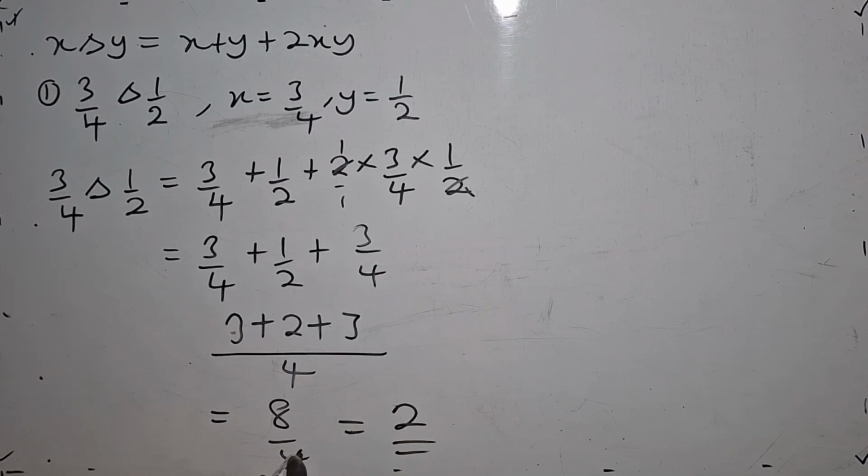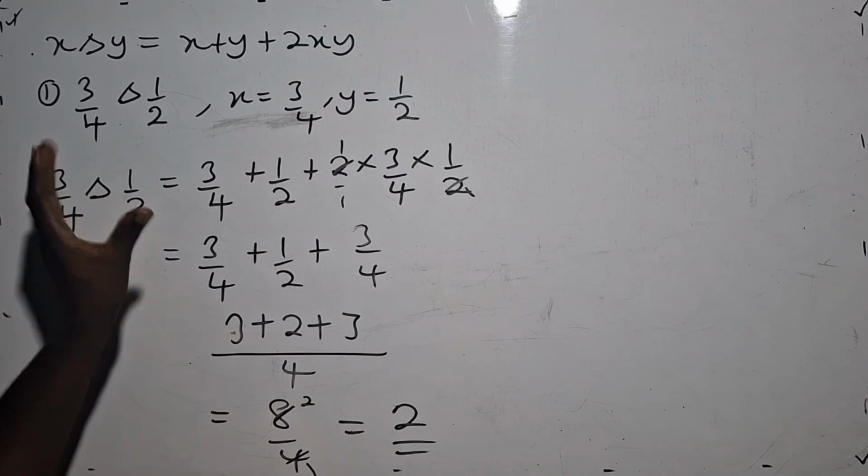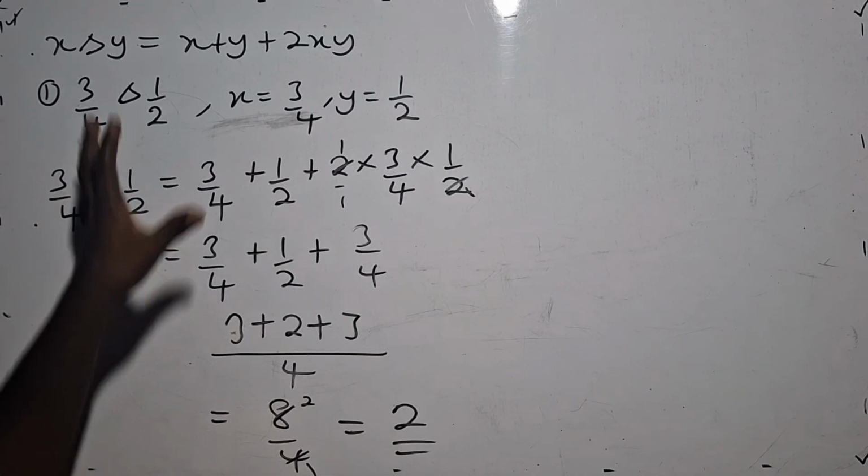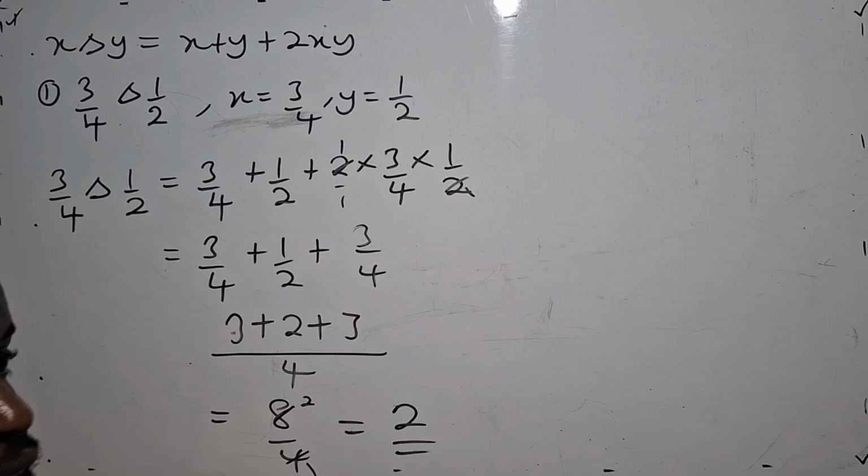So 4 will divide itself 1. Then you divide 8 by 4, 2. So 2 on 1 is the same as 2. So easily solved on this channel. So you follow closely. You can pause the video or you go back, then you solve and see if you get the same answer.